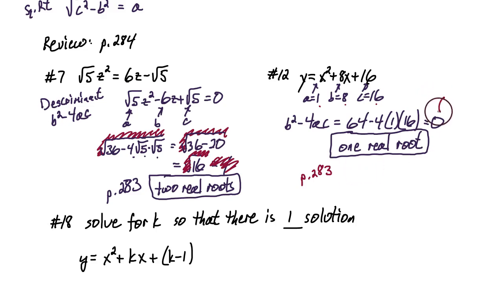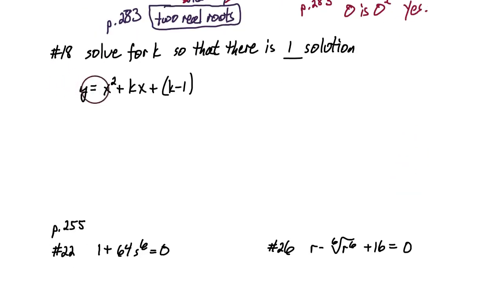Well, our discriminant is 0. Is 0 the square of a rational number? Yes, 0 is the square of 0. So this is, yes, it has a rational root.